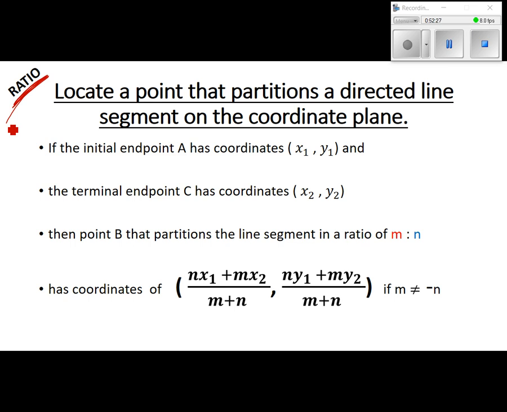What's our N stand for again? That's the ratio. It's the second number in the ratio, so second ratio, that's N. What's the M stand for? First ratio. That's the first number in the ratio. And it works for both of them. So you're just gonna plug into these two formulas again, find your X coordinate, find your Y coordinate.